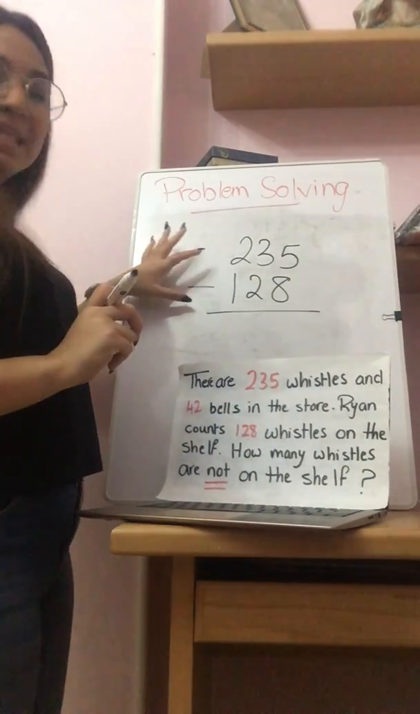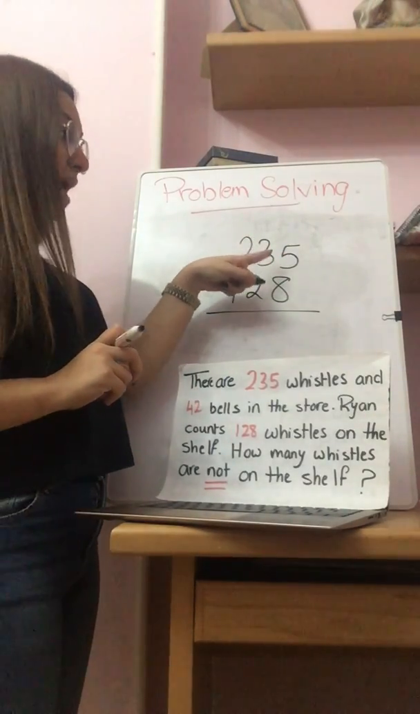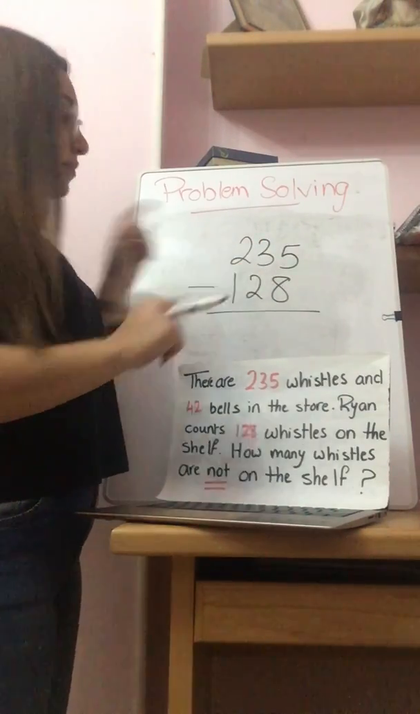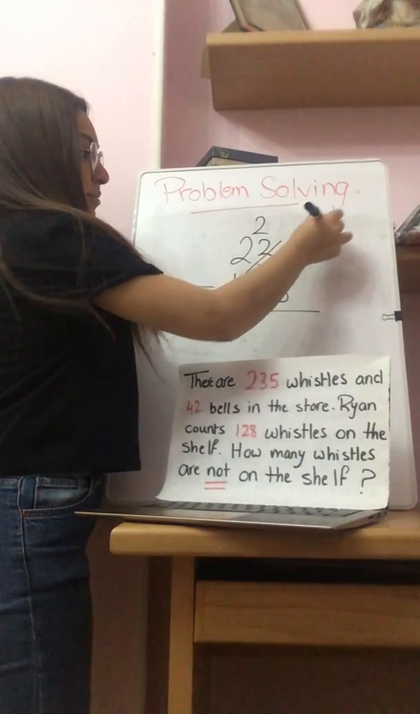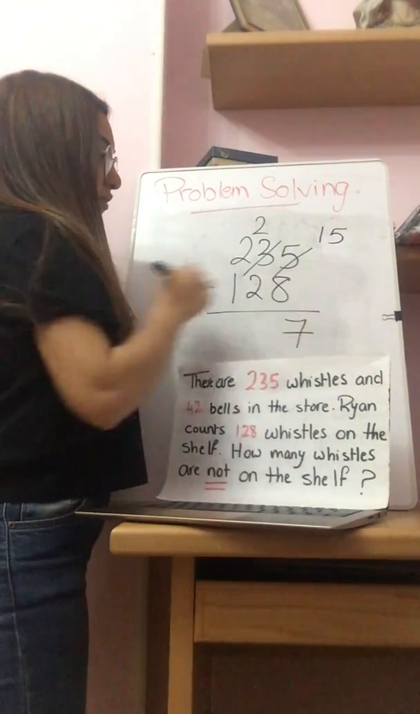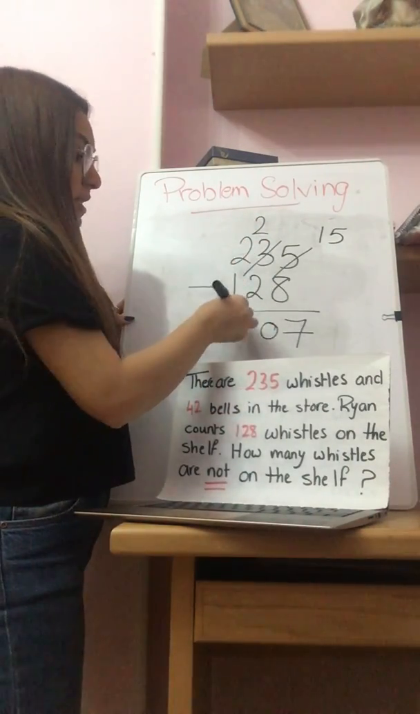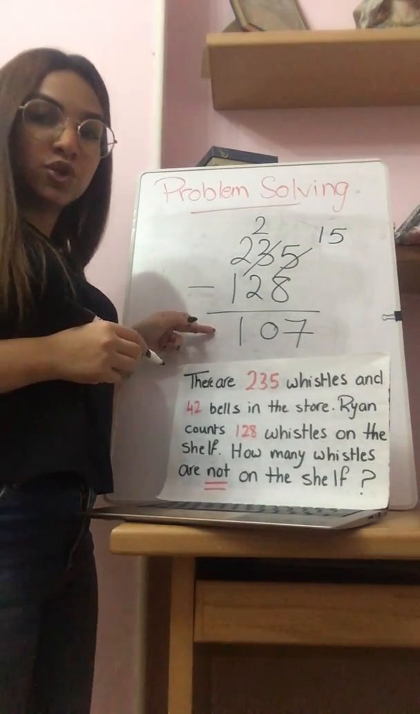Okay, now let's subtract. 5 minus 8, as I said before, I cannot subtract a small number from a big number, so I have to borrow. The 3 is going to be 2, and the 5 is going to be 15. 15 minus 8 is equal to 7. 2 minus 2 is equal to 0, and 2 minus 1 is equal to 1. So my final answer is 107.